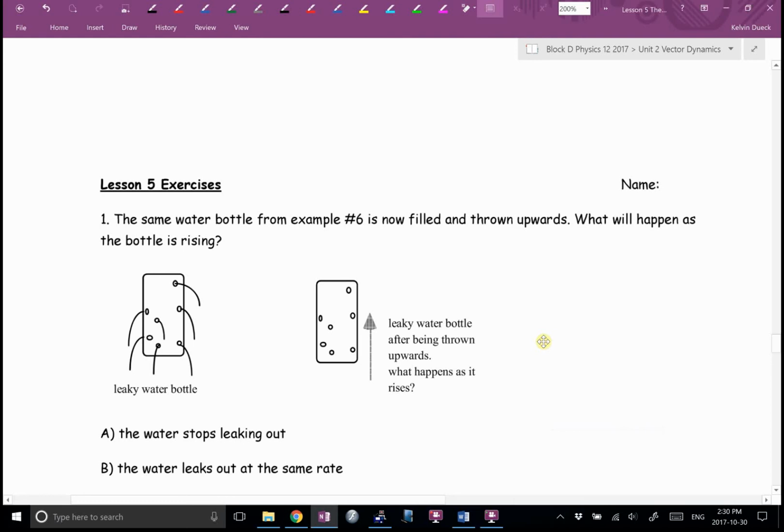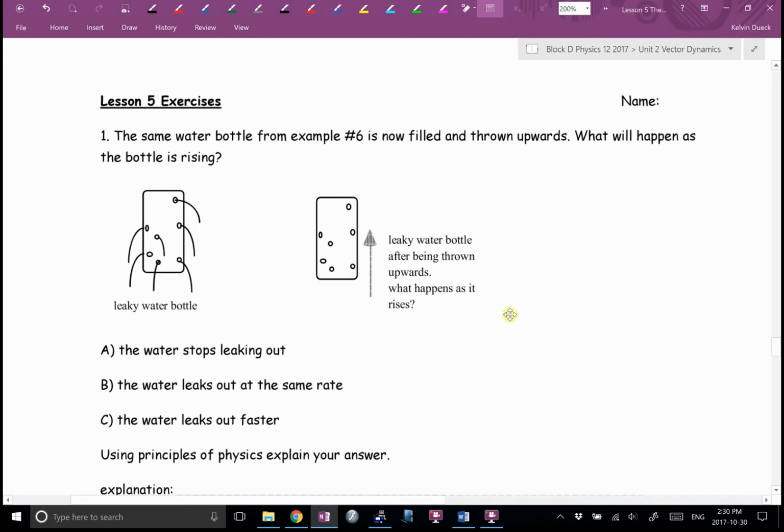Angles, what's your homework? Number 1 we already did. We did the experiment. Back here. So what happens when the bottle is rising? Same reason, because same VI, same A. The distances between the two of them can't change.